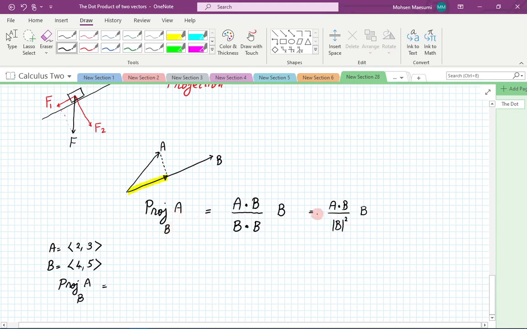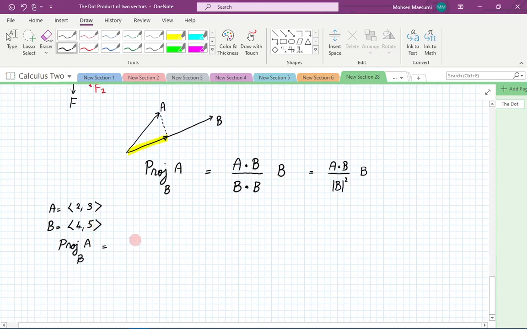A on B is this formula. So A on B, I have to do the dot product of these two. So how do I do dot products? 2 times 4, 3 times 5. Denominator, norm of B squared, or the hypotenuse of B, whichever you want to think about it. So that is B dot B, which means 4 times 4. Better to write it as 4 squared, of course. It's the same thing. 5 times 5. And then this is a whole fraction.